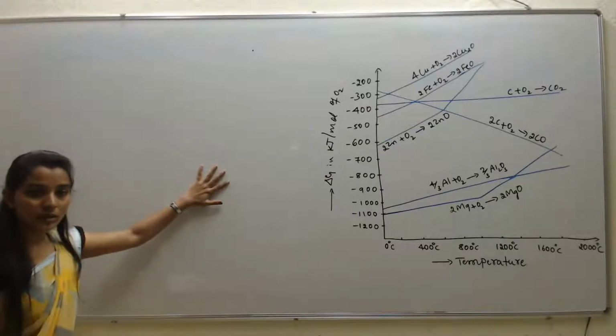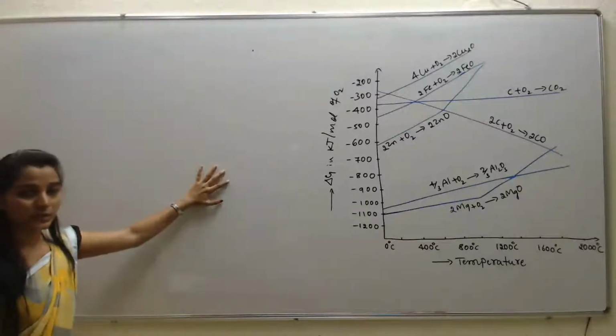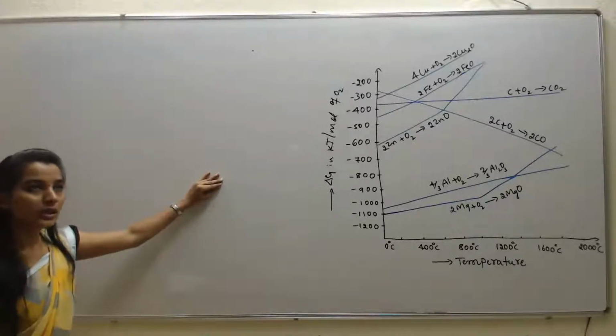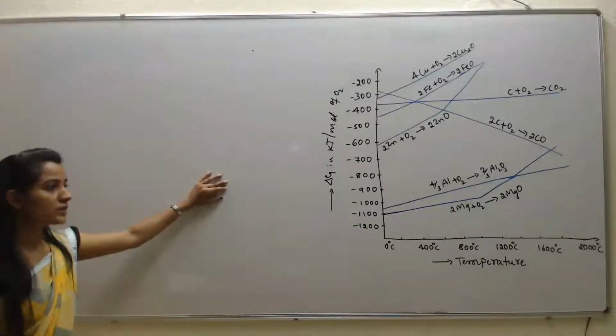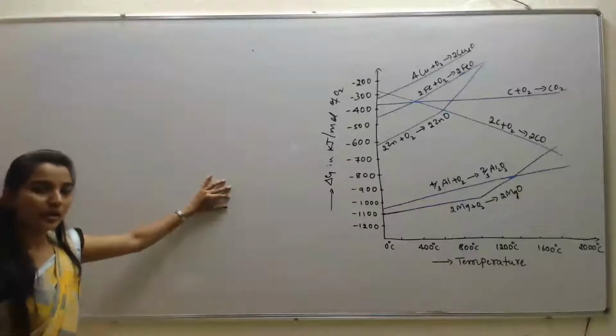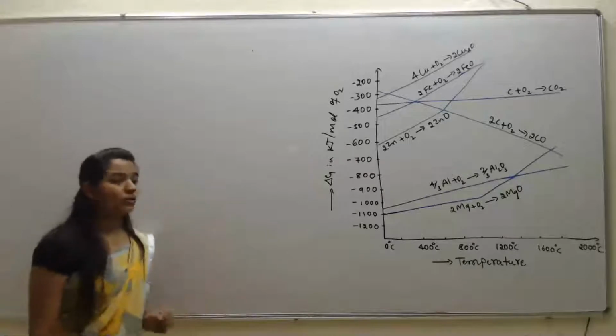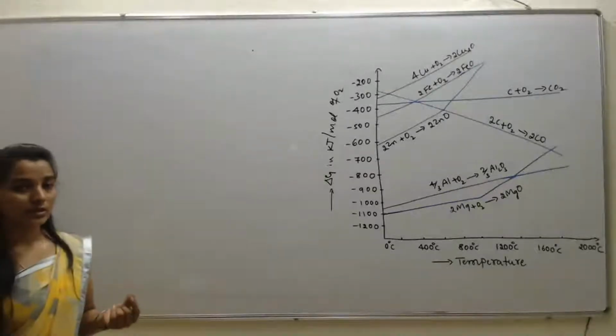Next, we also already learned the isolation of the metals from the respective concentrated ore. In that, there are two types: one is conversion of ore to oxide, and the other is reduction of oxide to the metal. For conversion of ore to oxide, we have two types: one is calcination, another one is roasting.